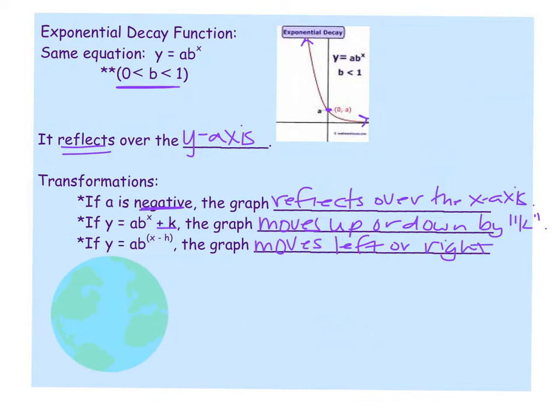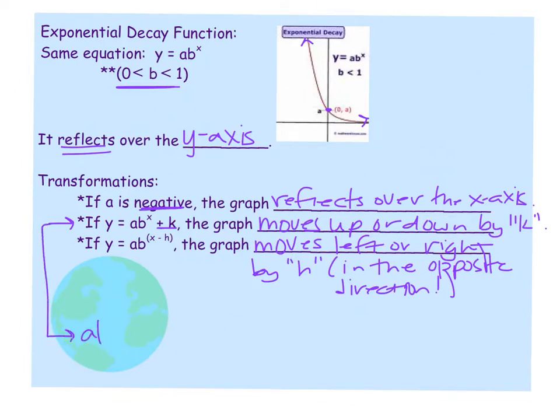And if you remember, what happens with anything with x, it goes in the opposite direction. So if it's a subtraction problem, it would move to the right where you think it would move to the left, and vice versa. So we'll put that in parentheses here, in the opposite direction. One other thing to note, if you have that k value that moves the entire graph up or down, that can also change the asymptote. So it may not be the x-axis if you move the whole thing up or down.